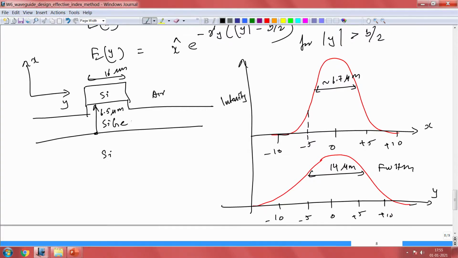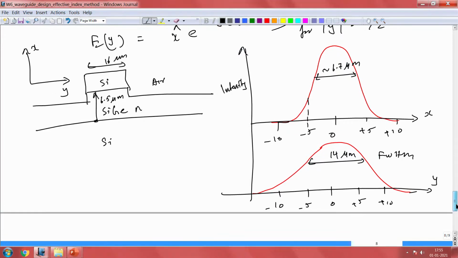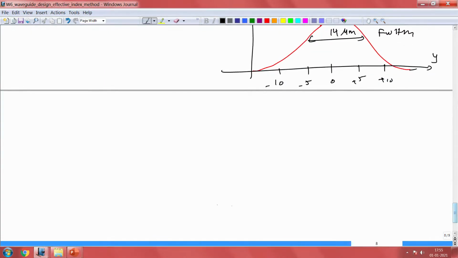You can go ahead and change the refractive index that you have in this material. You can randomly choose some material system and then find out. Okay. So, this will give you a better understanding of the solution that you could get.